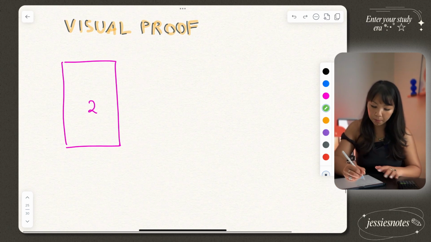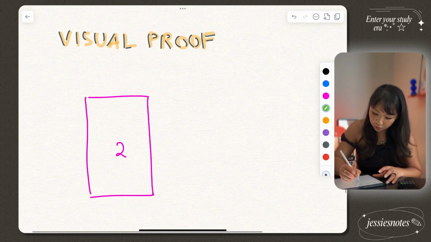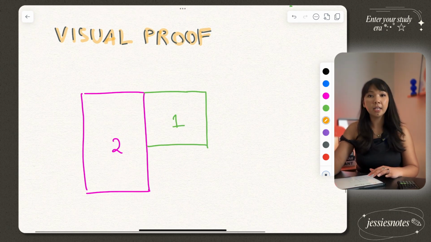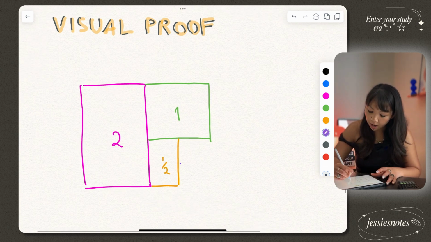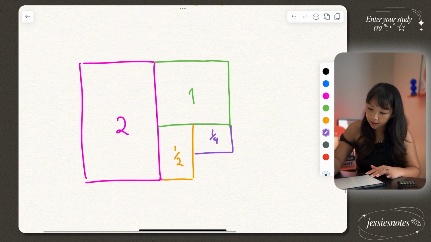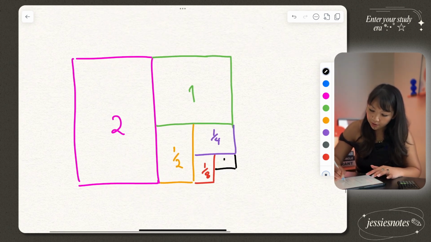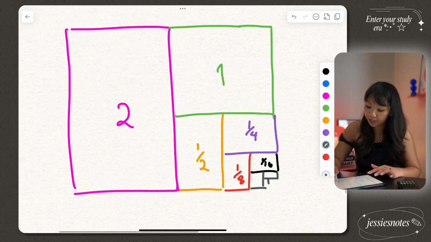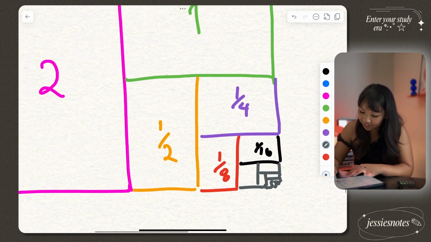So if I want to add up 1 as well, I'm just going to draw in a rectangle that is half the size of 2. Okay, that's 1. Now the next term is half of 1, which is a half. And then we want half of half, which is a quarter. And then half of a quarter is 1/8. And then 1/16. And then 1/32. And then we keep halving and halving and halving.